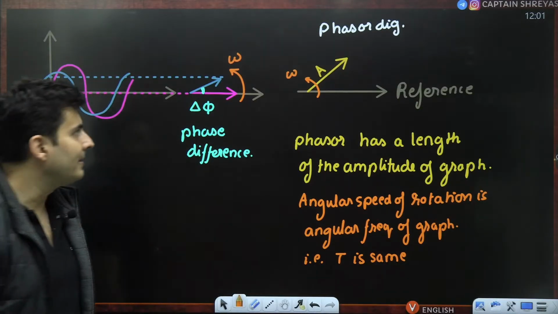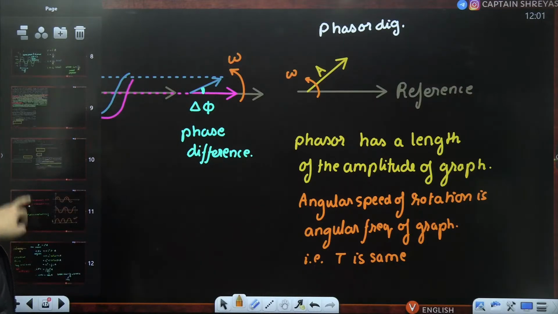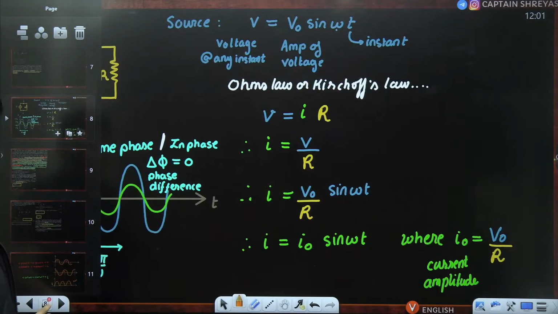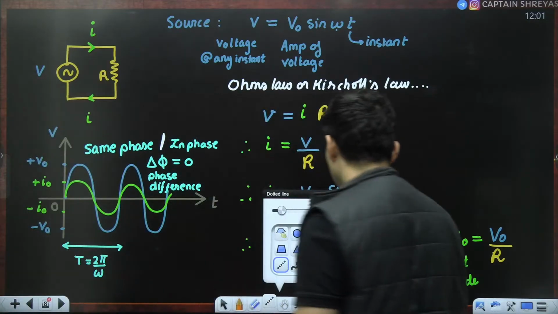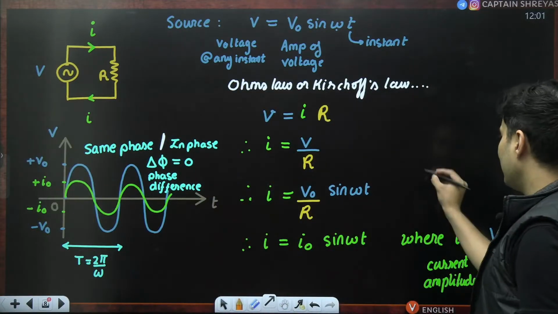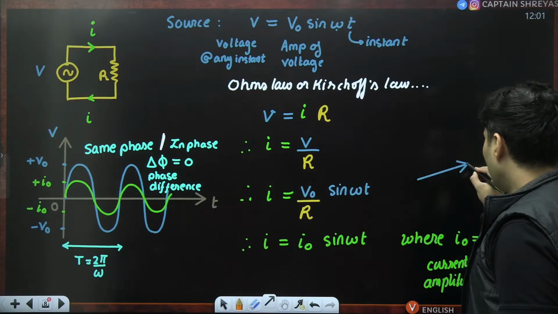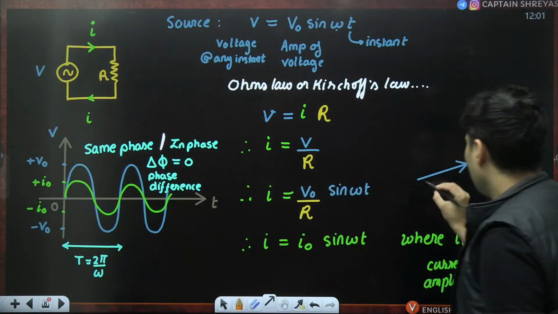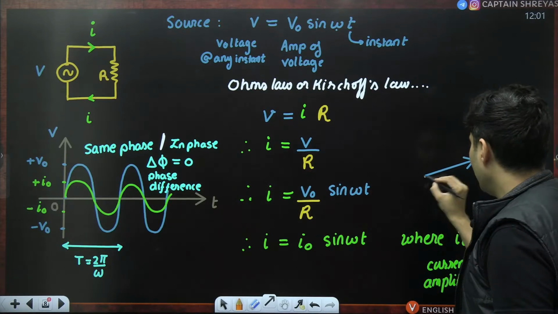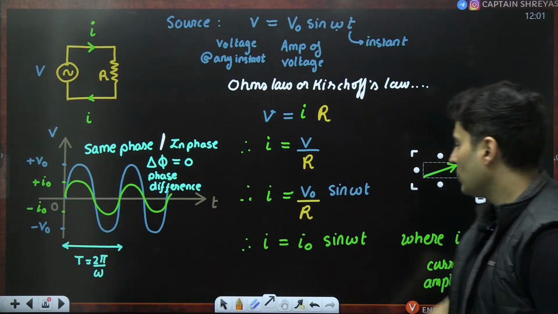I hope this is clear. So now going back a little bit in time and going back to this particular thing, if somebody had to draw the phasor diagram over here, will I not show the voltage and the current phasor together always? Check this out. Yes or no, my dear warriors?